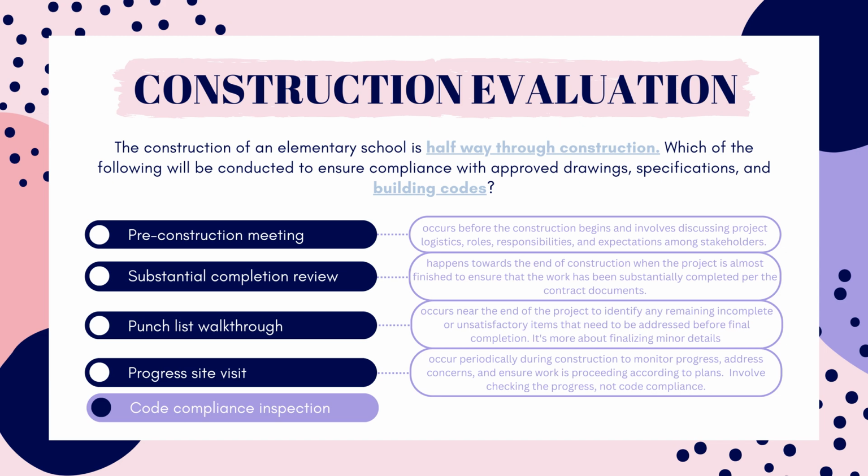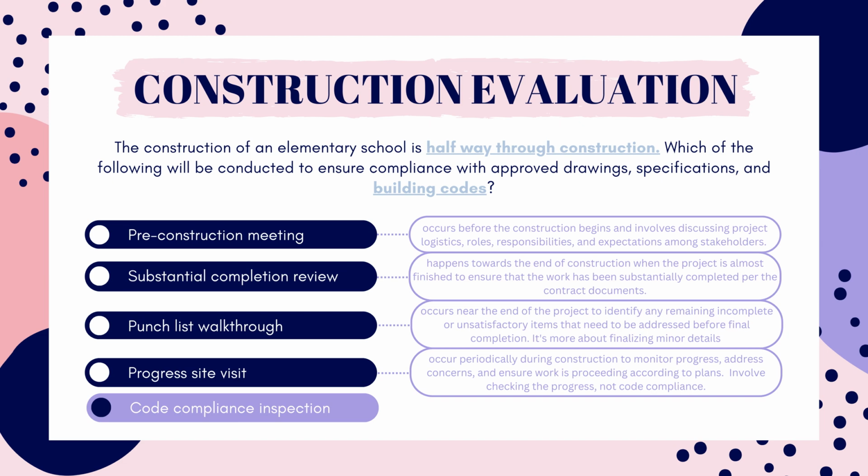While it does involve evaluating progress, it does not focus on code compliance. Hopefully, by this point, all code issues have been resolved. A punch list walkthrough occurs near the end of the project to identify any remaining, incomplete, or unsatisfactory items that need to be addressed before final completion. It's more about finalizing minor details rather than code compliance.